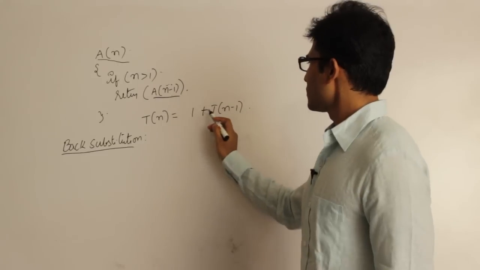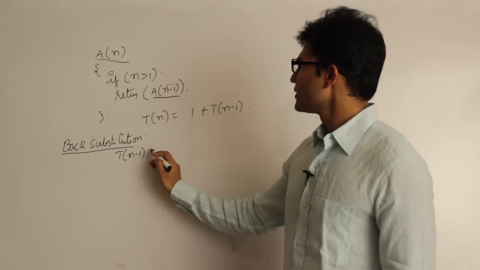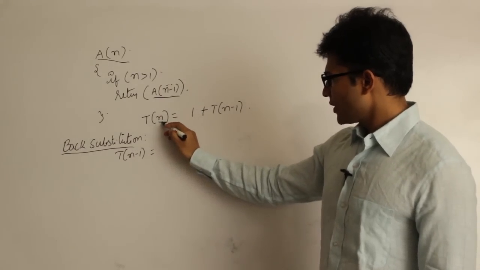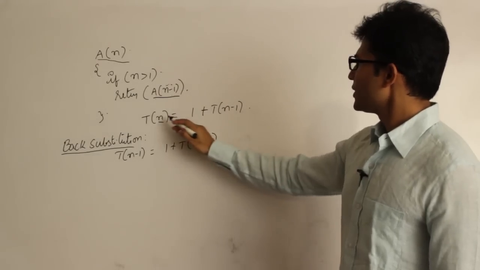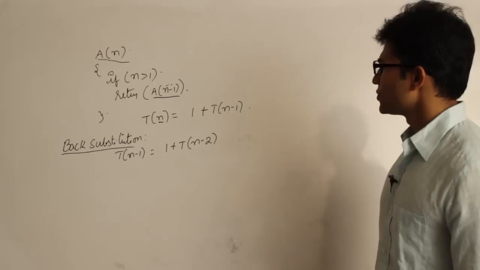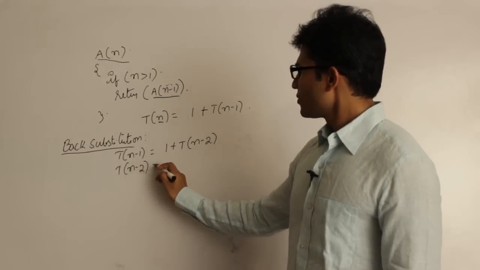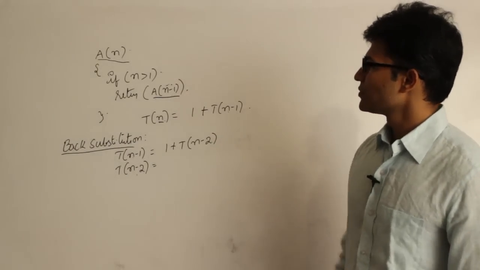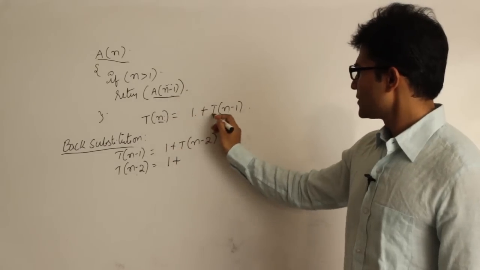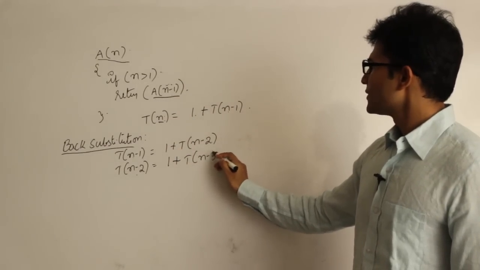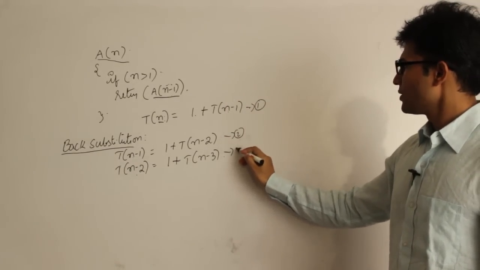So T of n equal to 1 plus T of n minus 1, right? Then what will be T of n minus 1? If I substitute n minus 1 in place of n, then I get 1 plus T of n minus 2. And now what will be T of n minus 2? In order to find T of n minus 2, in place of n you substitute n minus 2. Then I get T of n minus 2 equal to 1 plus T of n minus 3. Correct? Let me call these equation 1, equation 2 and equation 3.